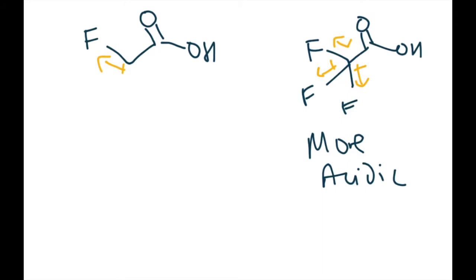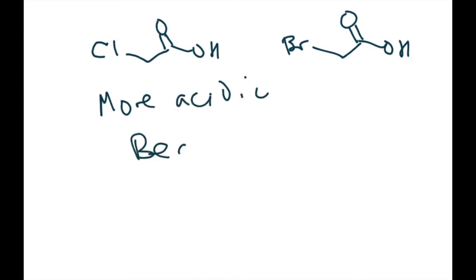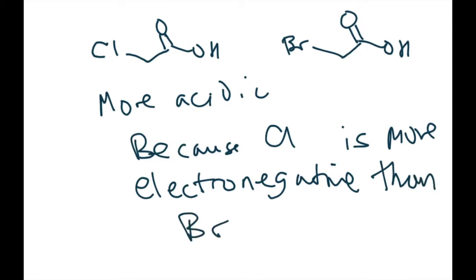You can also look at this based on how good of an electron withdrawing group you have. Halogens, I think, are just the easiest, right? So we have chloroacetic acid and bromoacetic acid. This is more acidic because Cl is more electronegative than Br. So the chlorine is a better electron withdrawing group and pulls electrons away from the carbonyl carbon, and thus the OH oxygen, better than bromine does.